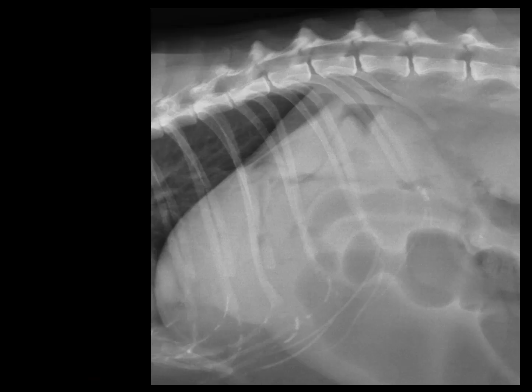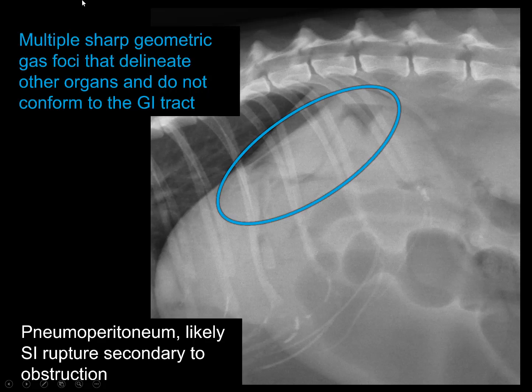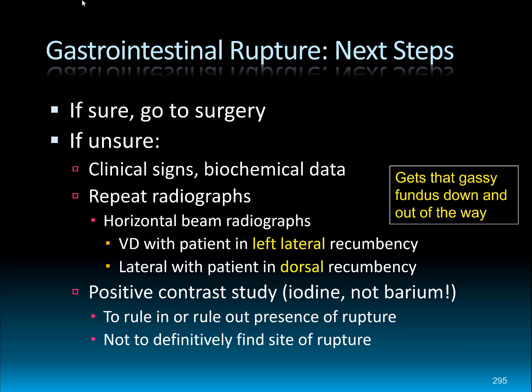But as I zoom in, there's a little bit more we need to see. As I look cranial to the stomach, there are odd triangular and linear areas of gas that really don't conform to the shape of the stomach, and they in fact are outlining serosal edges of other organs, like the diaphragm, like the liver. So this is indicative of free air in the peritoneal space. This patient has a pneumoperitoneum. Given that there's a small intestinal obstruction, it's almost certainly due to rupture caused by that obstruction. So just in case you weren't sure you needed to go to surgery for the obstruction, now we really know we need to go to surgery for the pneumoperitoneum and obstruction.